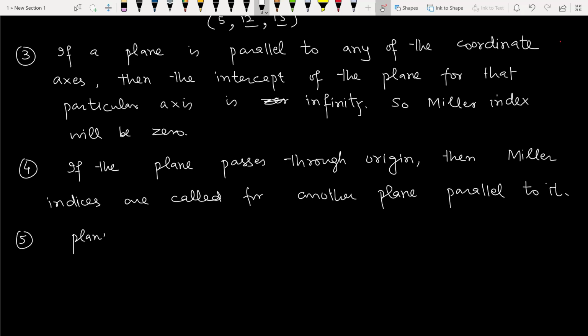Planes (226) and (113) are the same planes. By merely multiplying with a number, we don't get a different plane. Those will be the same planes, because in Miller indices the ratio is important, not the actual value.